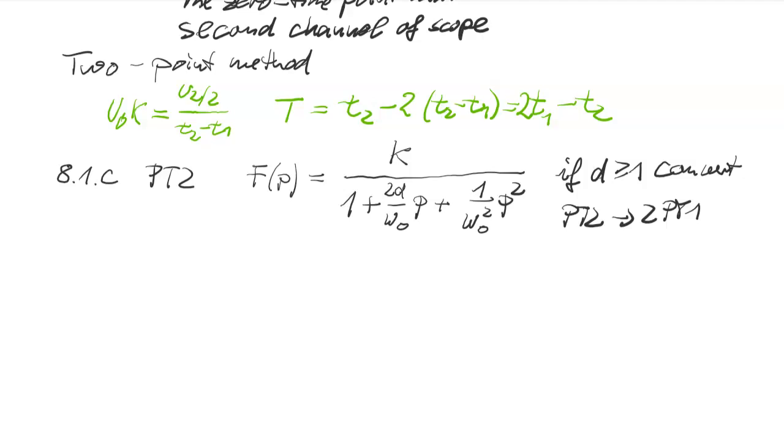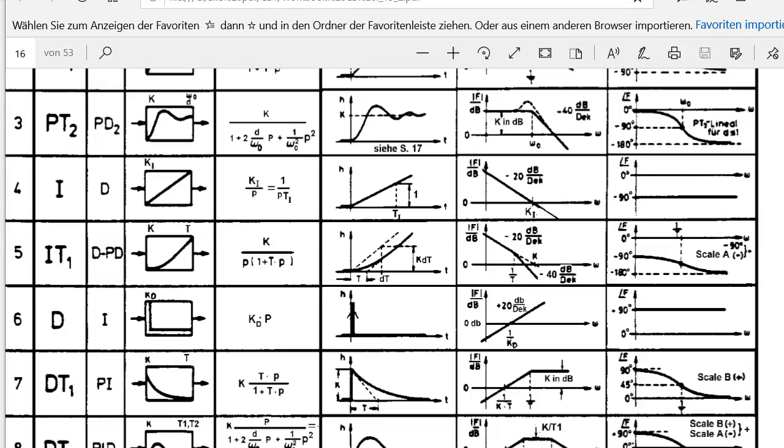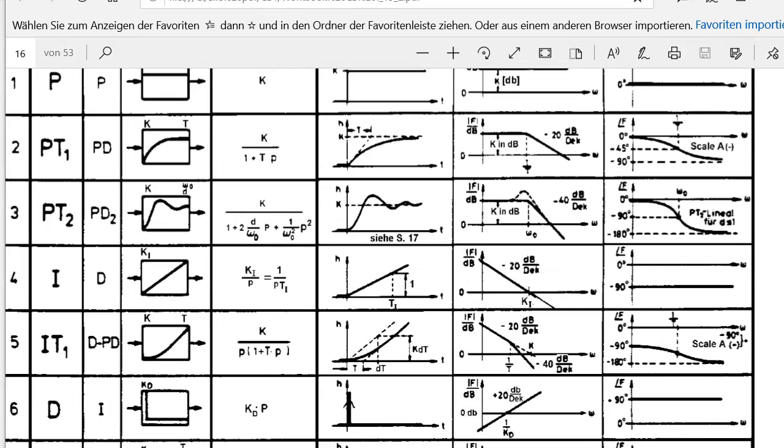Now let's have a quick look at page 16. Page 16, the PT2 block is row 3. Row 3 here has a transfer function, and you see the typical PT2 step response is an oscillation around the final value. There's an overshoot, an undershoot, and so on, depending on the damping factor. The larger the overshoot, the smaller the damping. And this is a way to come to good results.